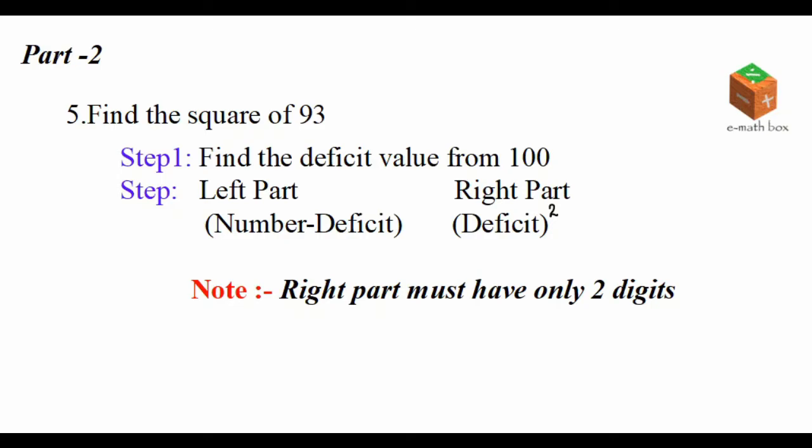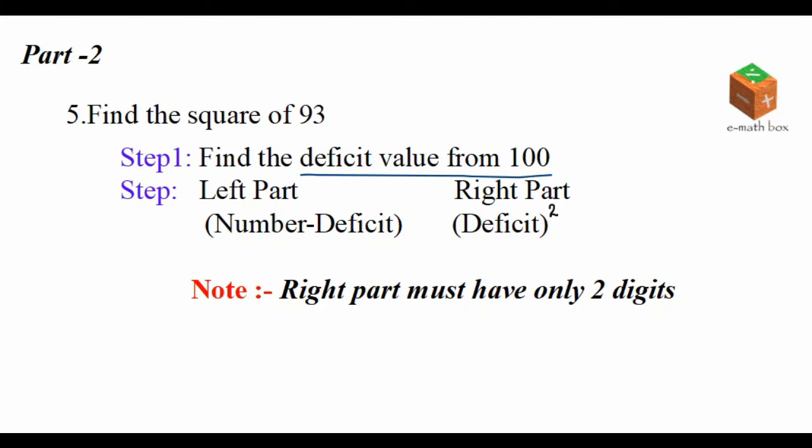Okay, so for example, let's consider the question 93. The main difference between the previous concept and this one is that earlier we found the square of a number above 100, and now we are going to find the square of a number below 100. For that we have to find the deficit value from 100. Earlier we found the excess value from 100, whereas here we find the deficit value, which is how much it is less than 100.